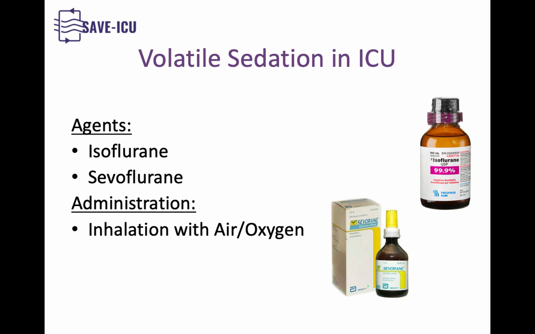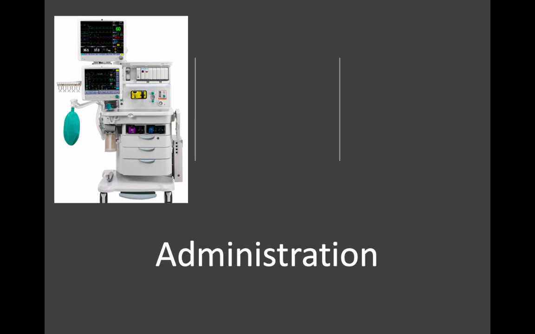Isoflurane and sevoflurane are administered by inhalation with an air-oxygen mixture, and the bottles of isoflurane and sevoflurane are stored at room temperature. So how would you administer volatile agents for sedation in the ICU? There's a few options available to us. The first option is using an anesthesia delivery unit, an anesthesia machine from the OR.